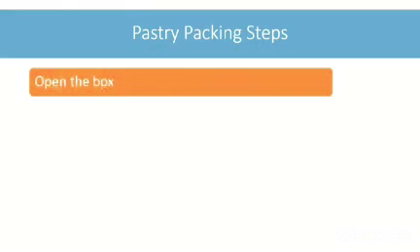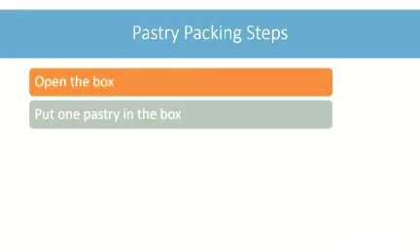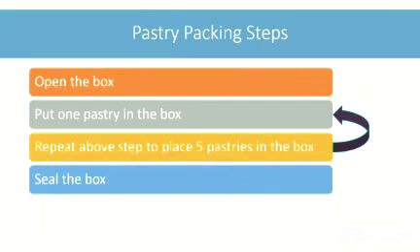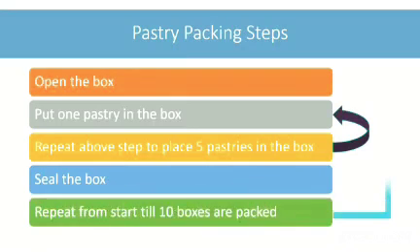In the first step, I will open the box. Then I will place one pastry inside the box. I will repeat this step of placing a pastry in the box till I have placed 5 pastries inside the box. After that, I will seal the box, and with that, the box is ready. These are the steps for packing one box. If I repeat these steps 9 more times, then all the 10 boxes are prepared.